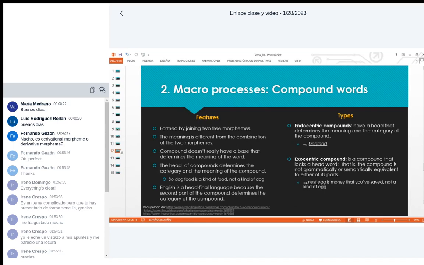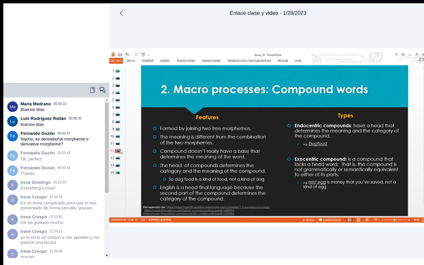Usually the head of the compound determines the category of the word. So, for example, dog food: the head of the compound word is dog, dog is a noun, so dog food would be a noun. Whereas if we have an adjective as a head, then the compound would be an adjective.